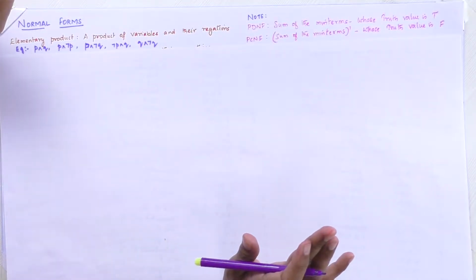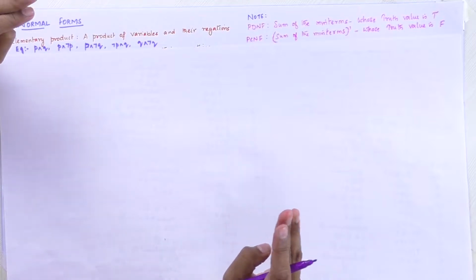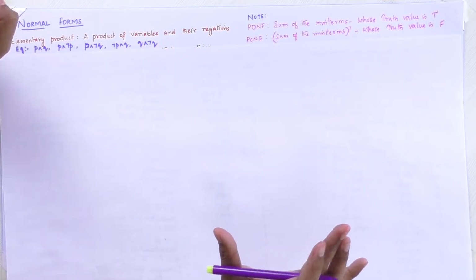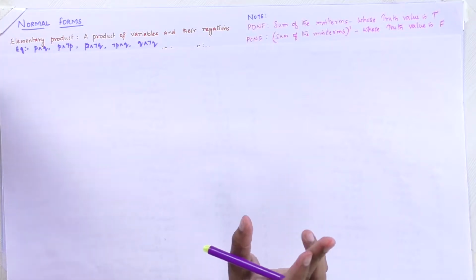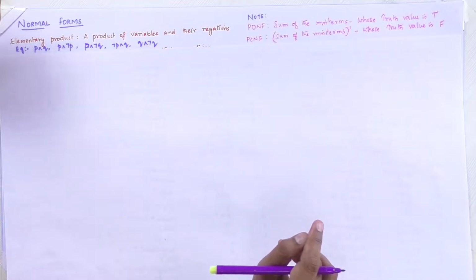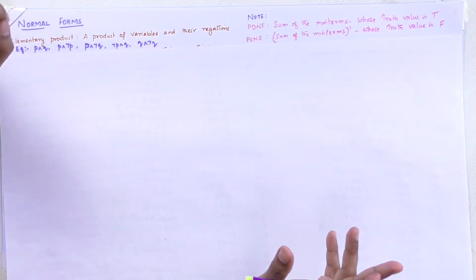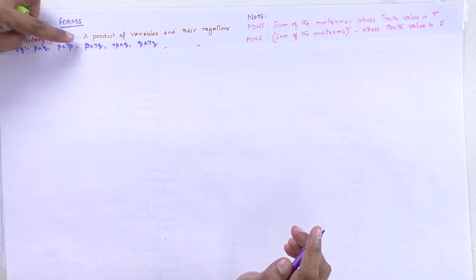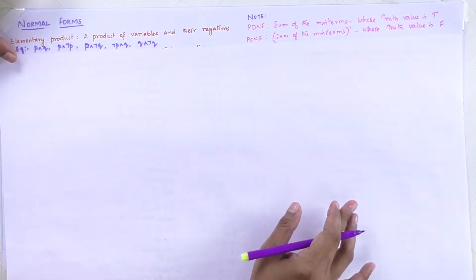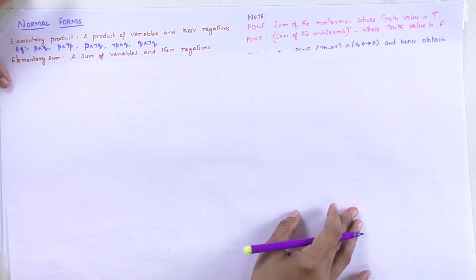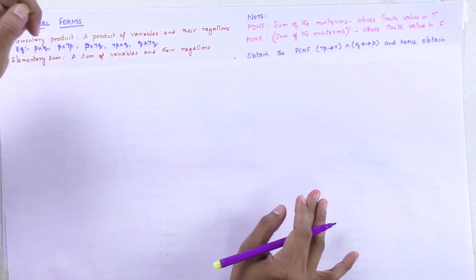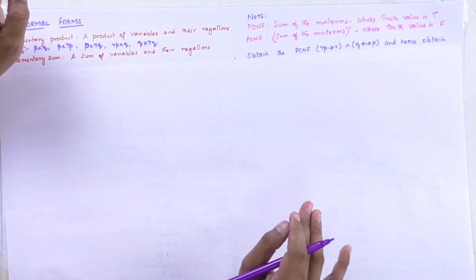Now tell me, what is an elementary product? It is the product of the variables and their negations. Whenever it is an elementary product, product means it is always a conjunction. So conjunction is you have an AND symbol in between the variables and also their negations. So this is an example of the elementary product. Understood now, all of you? Okay, fine.